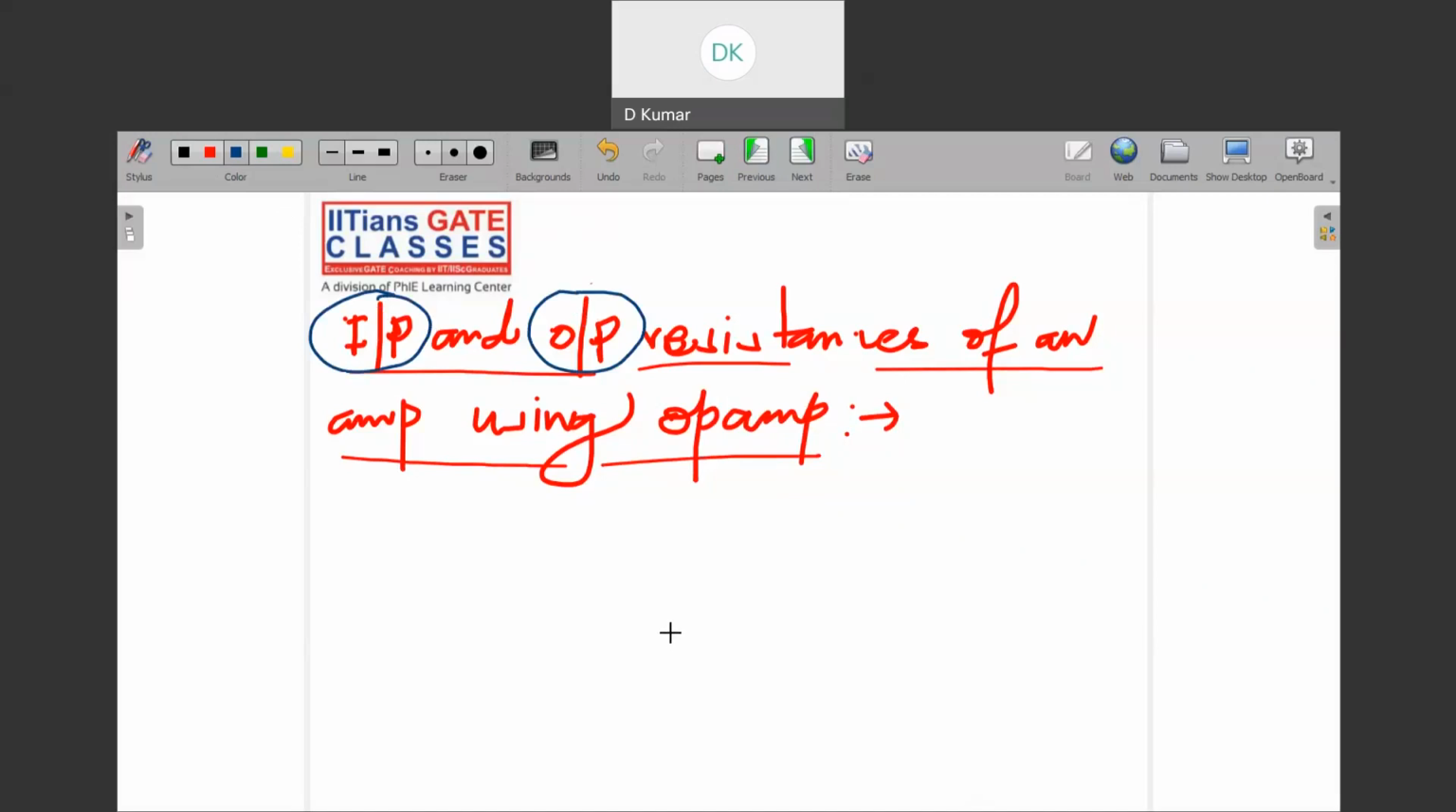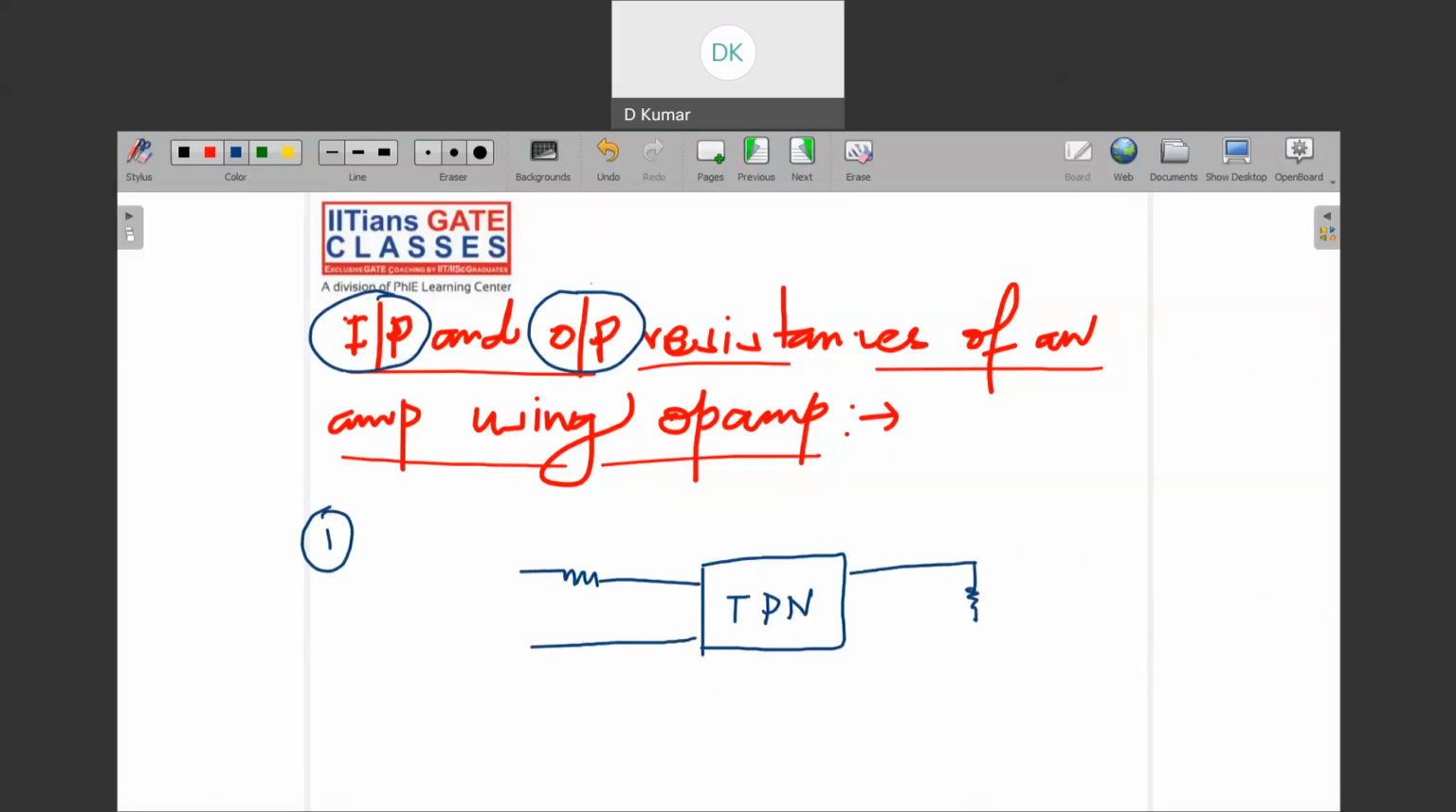So the amplifier which we have discussed is the op-amp only, right? The operational amplifier. So how do we determine the input impedance? Suppose we have this kind of two-port network, TPN, okay? We have one port where we have connected the source, and there is some load. You can see this is a load RL.